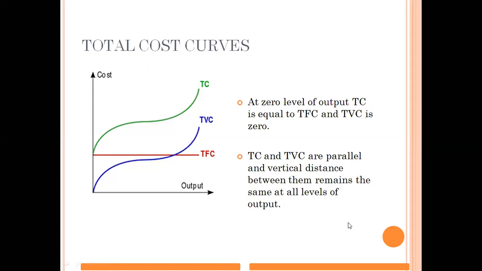So when we say what is the difference between TC and TVC, the difference is always TFC. And TFC is always constant, a horizontal straight line.